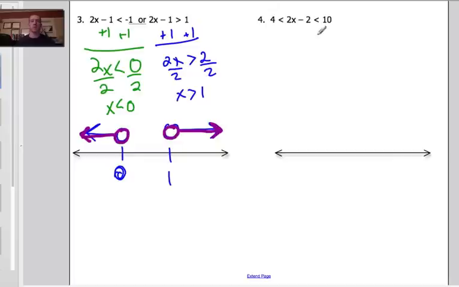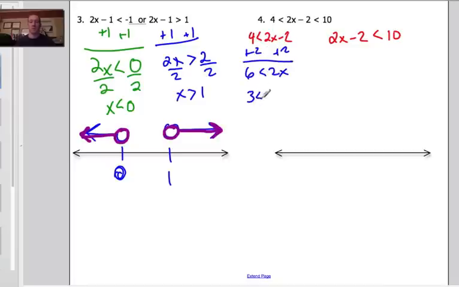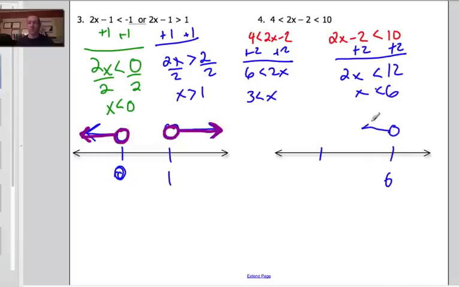So here's another AND one. This is what I was talking about, splitting it into 2. So 4 is less than 2x minus 2, and 2x minus 2 is less than 10. Alright, this is going to be the best way to get the correct answer every time. So add 2. We get 6 is less than 2x, divide by 2, and we get 3 is less than x. And then we have to add 2, and we get 2x is less than 12, so x is less than 6. So x is less than 6 would go this way. Oops, 6. It's going to be that way.